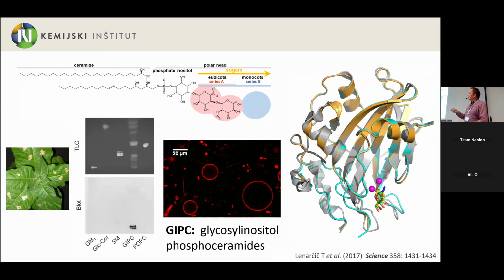They have a ceramide part, phosphate group, and then inositol, and then a range of sugar molecules that start with glucuronic acid and some hexoses. So the number of hexoses can vary between different plants. So we have series A, B, C, D, and so on. They can be branched and so on. But you need this kind of lipids in order to see binding and activity of these molecules.